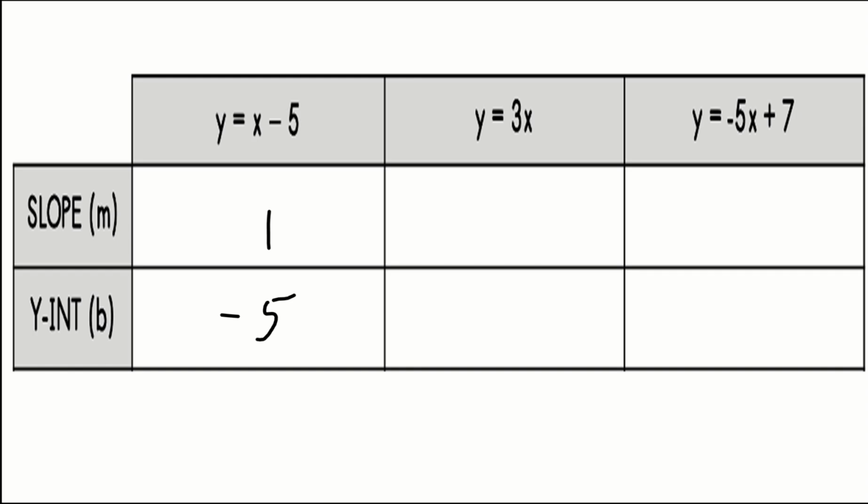Middle one there. Sydney, what's my slope? 3 is correct. And what about the y-intercept? Gray? 0 is correct. That's how it's going to look. It won't have plus or minus anything. It'll just look just like that. Last one, Robert, slope. -5 is correct. And what about my y-intercept, Jeremiah? 7 is correct.